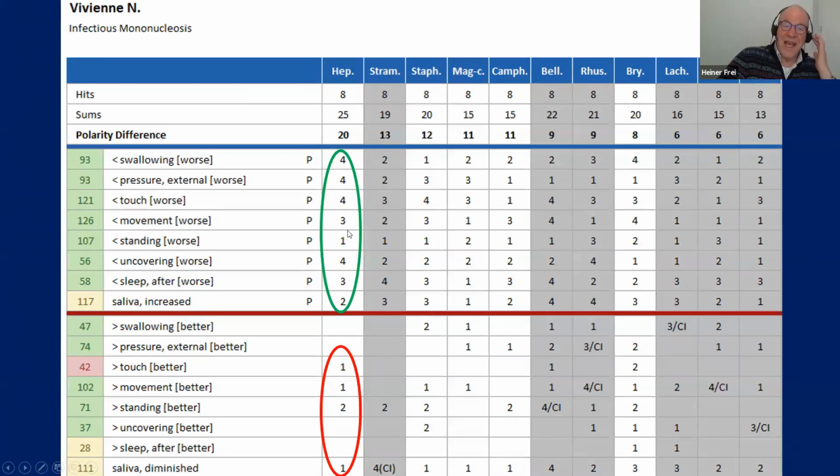In other words, every grade up here is an argument for this remedy in this case. And every grade down here is an argument against this remedy, because it's the opposite of the patient symptoms. Polarity difference gives us an indication, a healing probability for each remedy. So you see here hepar sulfuris, very high polarity difference, most likely this remedy will cure the patient.